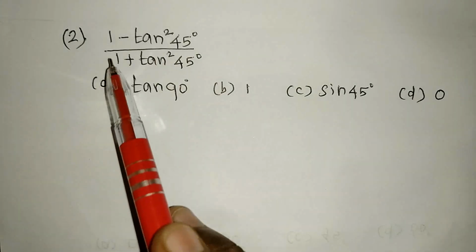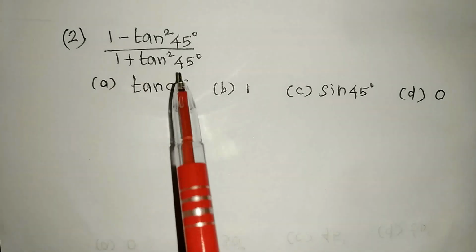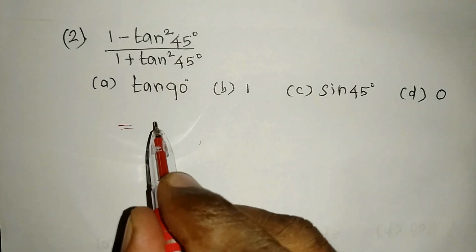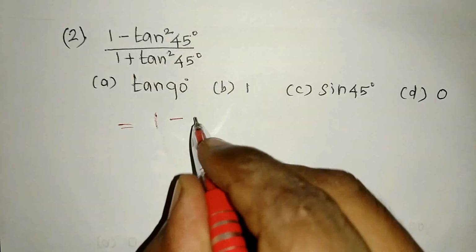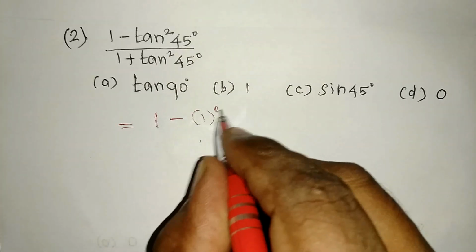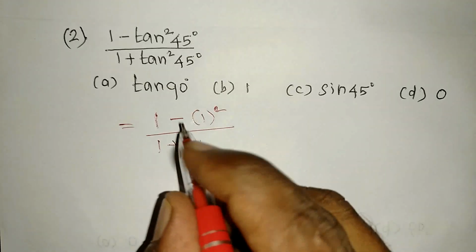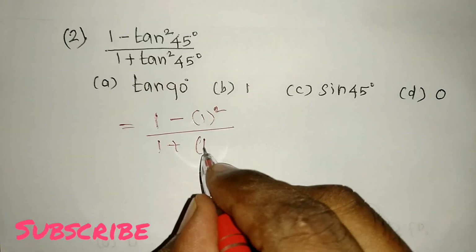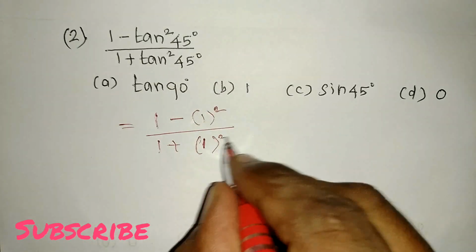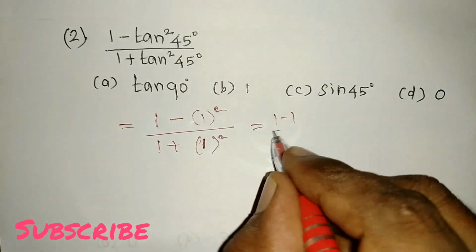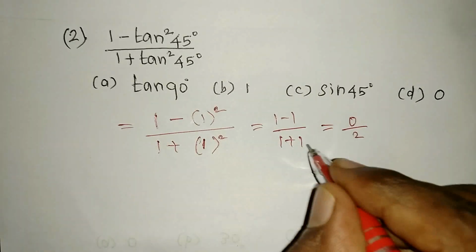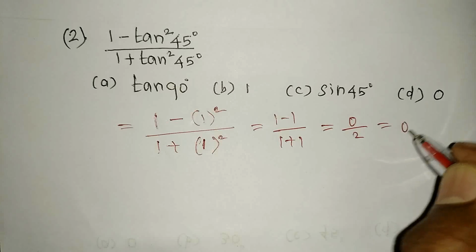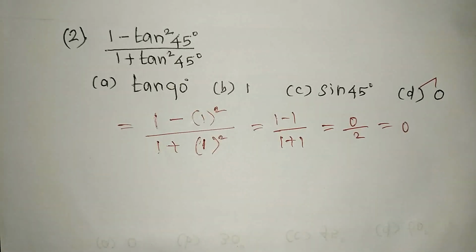Question number 2: 1 minus tan square 45 divided by 1 plus tan square 45. So tan 45 we know is 1. First I am writing 1 minus tan square 45, that is 1 minus 1 square, in the sense tan square, and 1 plus again tan square 45. So tan 45 value is 1, we have a square, so I am squaring this. So 1 square the value is 1, so 1 minus 1 you will get 0, and here 1 plus 1 is 2. So 0 by 2. 0 by anything is 0. So we have option number D. That's it.